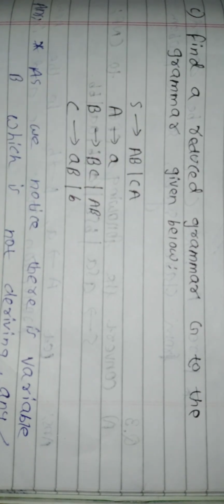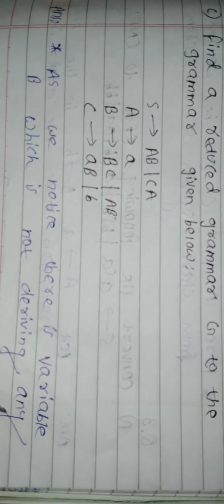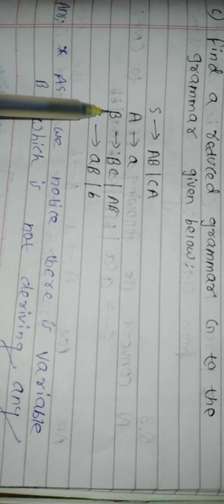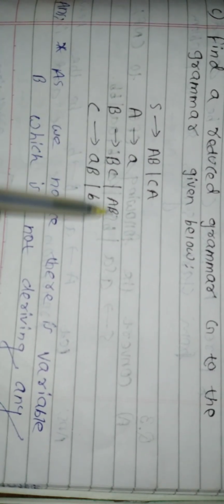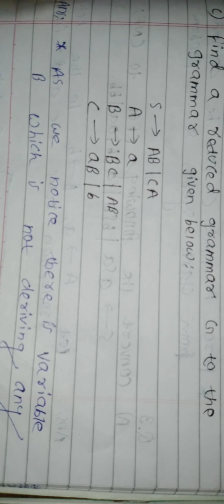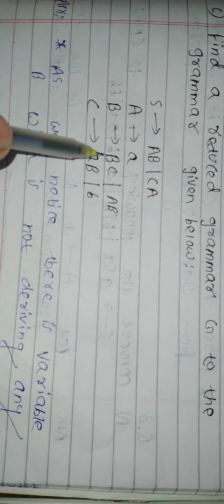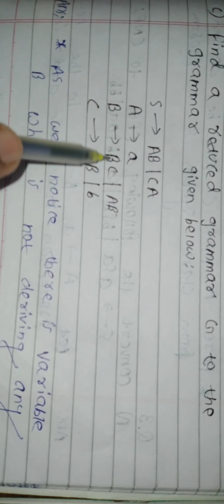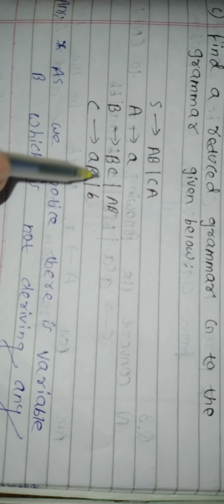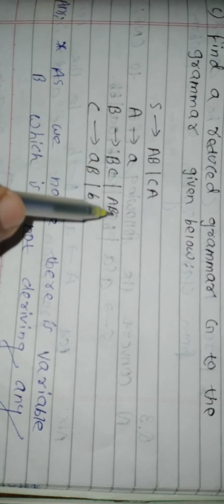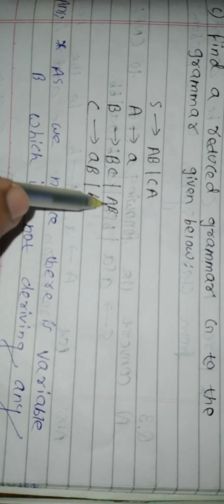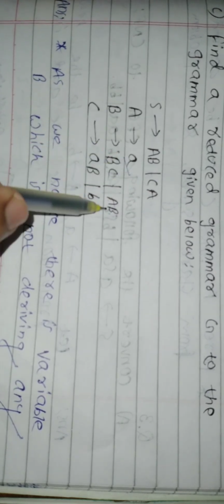That's it. So here, as we notice, there is a variable B which is not deriving any string of terminals. This is as it is, BC and AB. If it is producing BC, C has one terminal, but what about B? It is again producing BC and AB. Like AB also, A is producing a terminal a, but what about the B? So it is an unnecessary symbol, so let's eliminate this one. Since it does not give a string of terminals, it is a useless symbol.